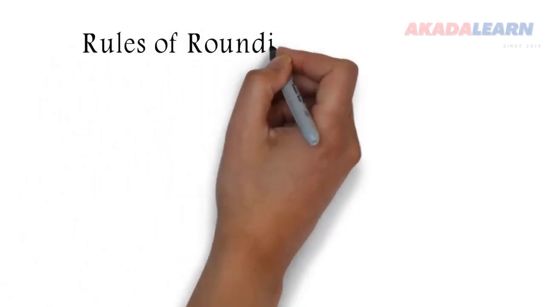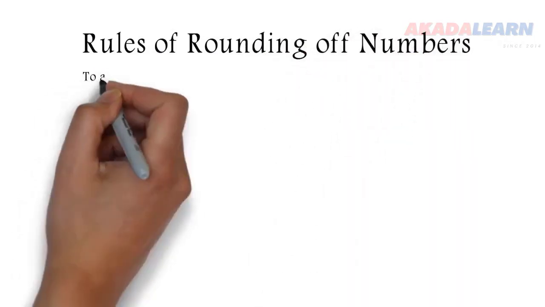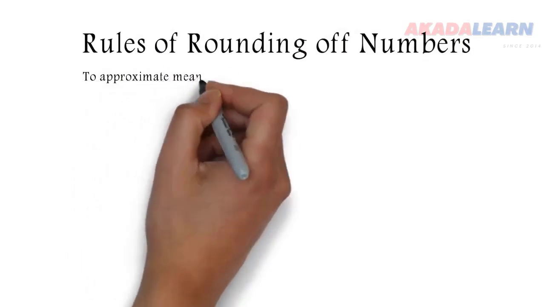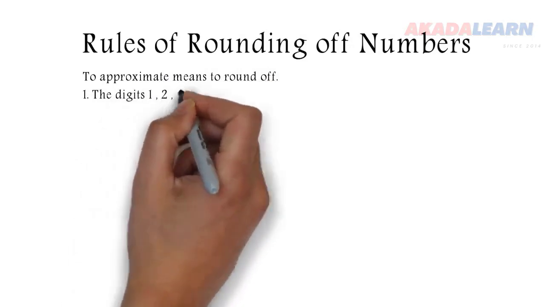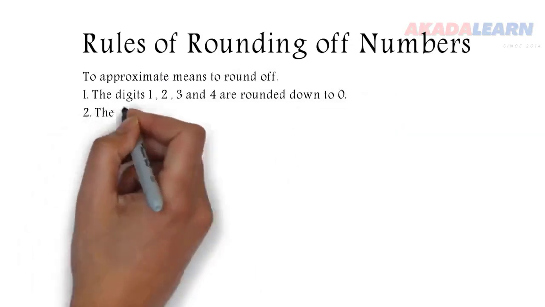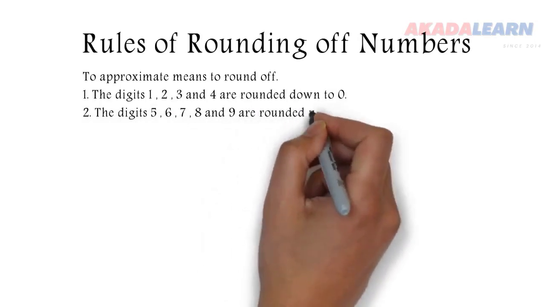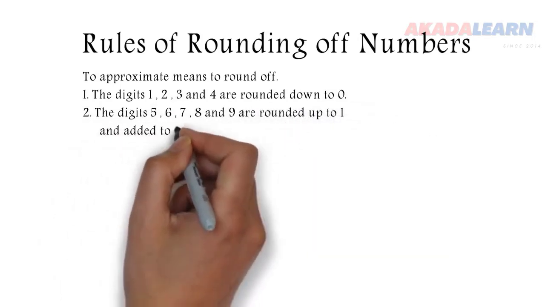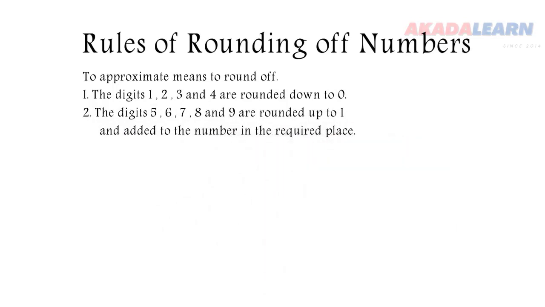First, we are going to be looking at some rules that are going to help us to round up or approximate numbers. And the first rule says the digits 1, 2, 3, and 4 are rounded down to 0, while the digits 5, 6, 7, 8, and 9 are rounded up to 1 and added to the number in the required place. Okay, let's see an example that will help us to better understand what the rules are saying.